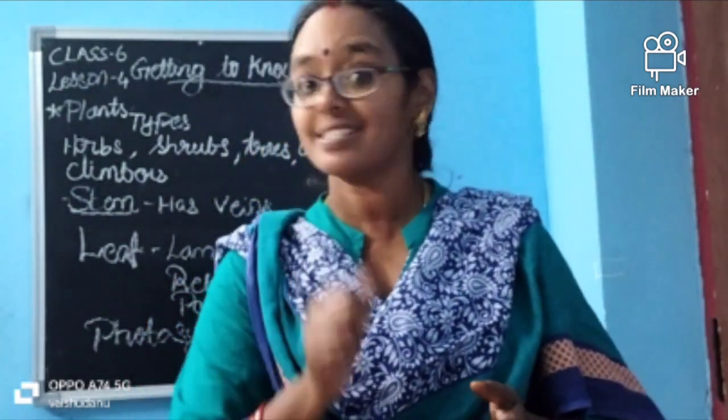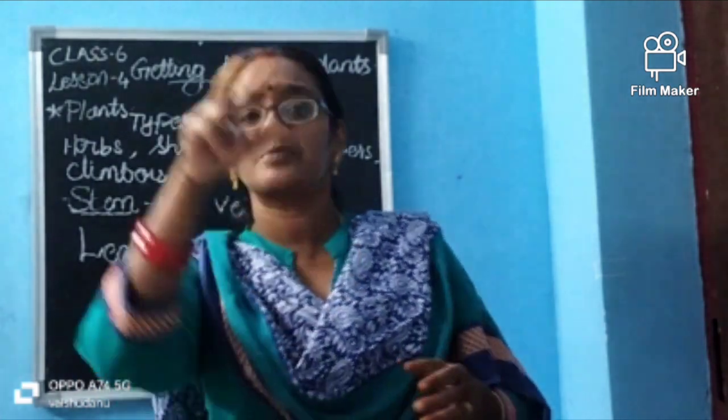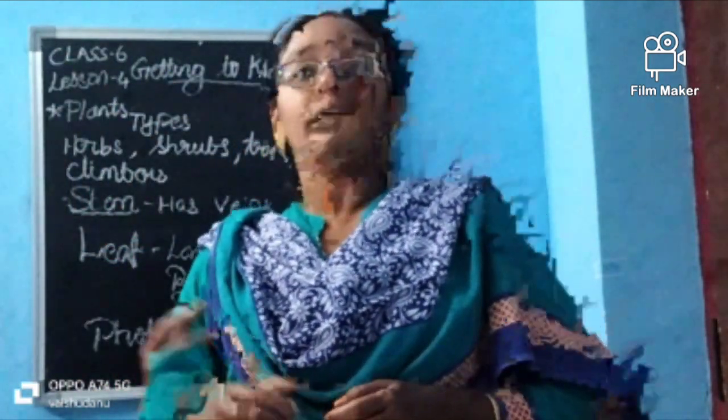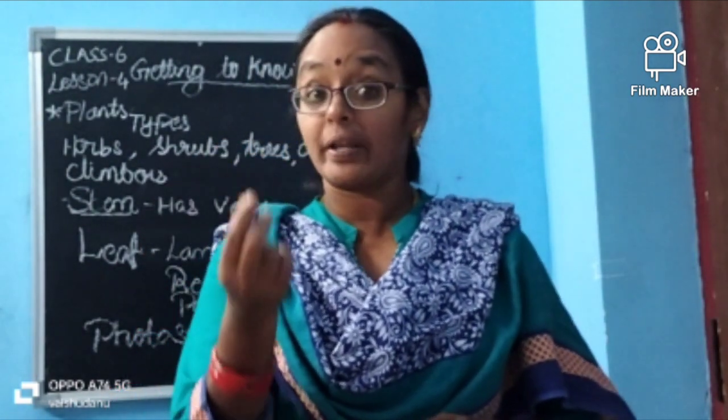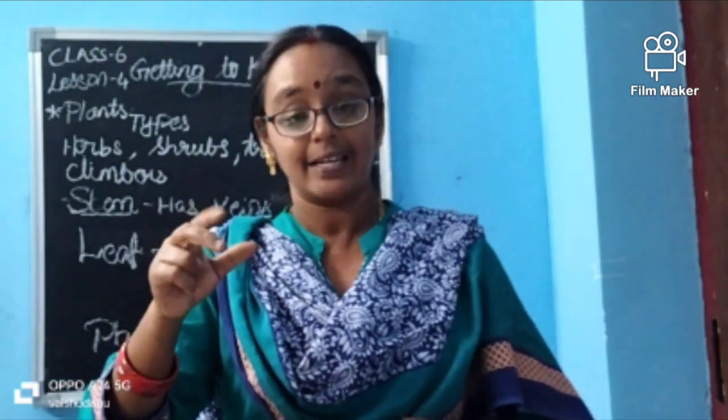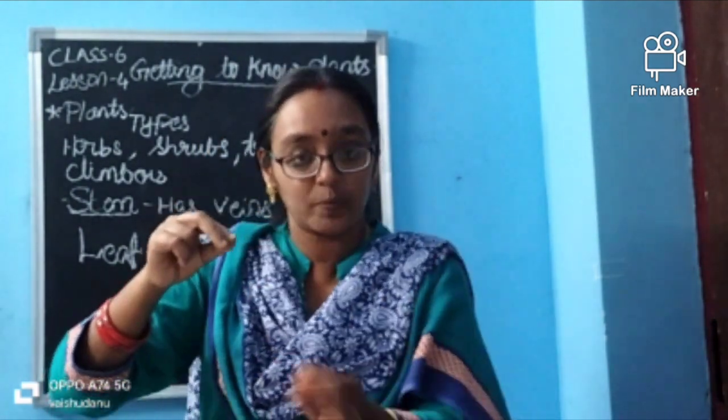Stem is having veins in it. With the help of veins, it is transporting all these. So, in the textbook, there is an experiment. The experiment is nothing but take a coriander leaf or any coriander plant and cut it at the base. The root has to be removed and only the stem is kept.